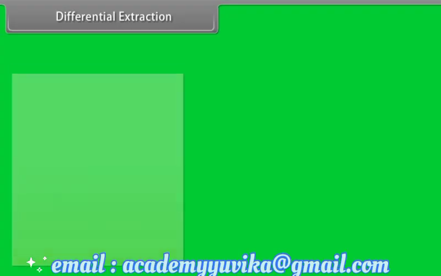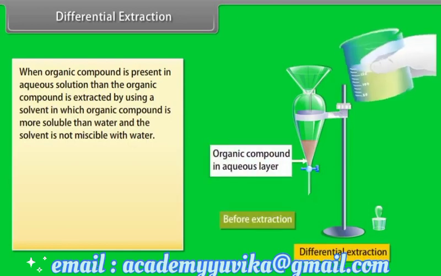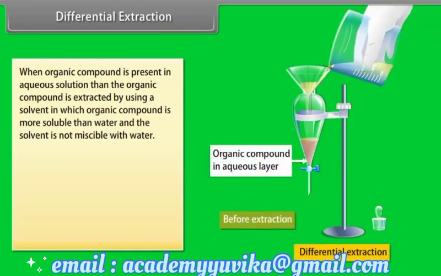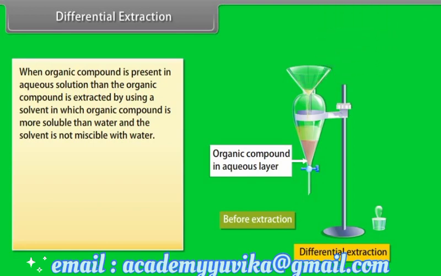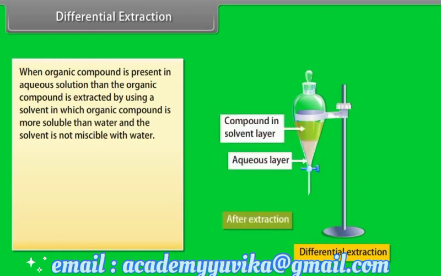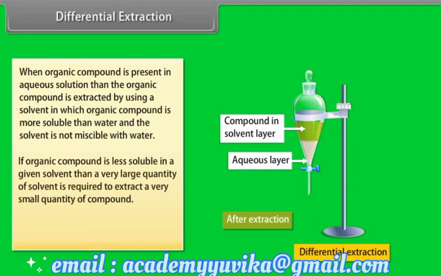Differential extraction. When an organic compound is present in aqueous solution, then the organic compound is extracted by using a solvent in which the organic compound is more soluble than in water and the solvent is not miscible with water. If the organic compound is less soluble in a given solvent, then a very large quantity of solvent is required to extract a very small quantity of the compound. This technique is known as continuous extraction.